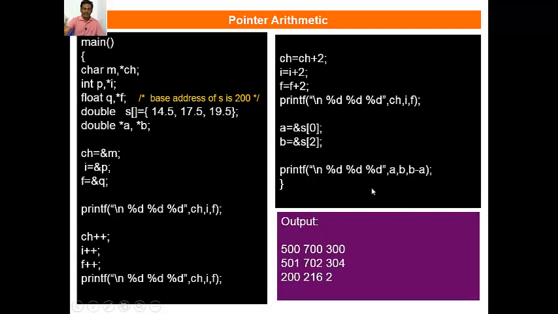Pointer arithmetic. We can add a value to a pointer variable, and we can subtract a value from a pointer variable. We understand this through this example.